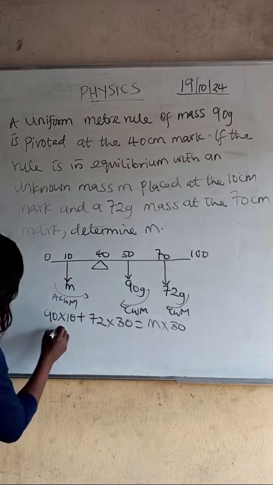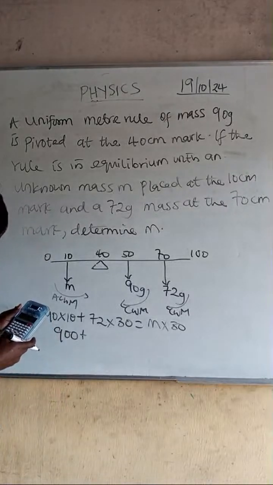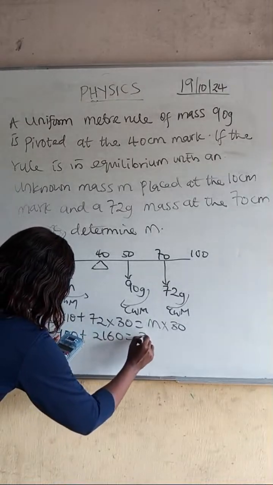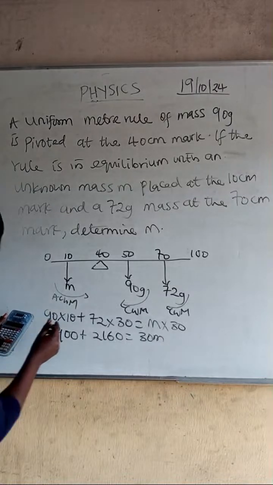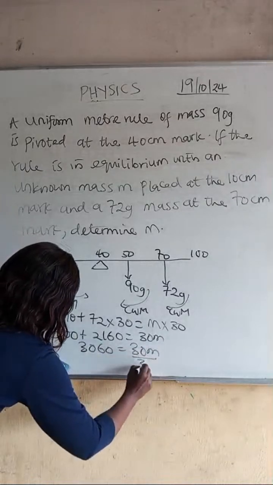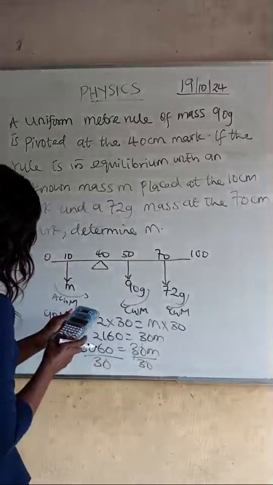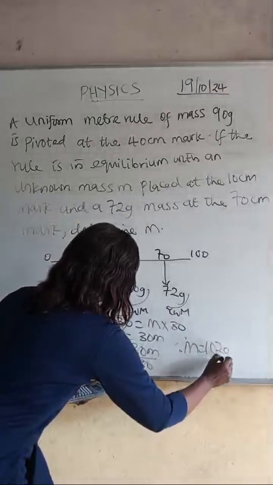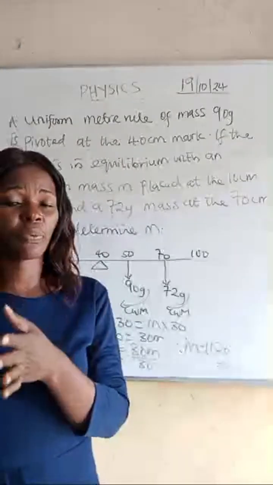So I'm going to multiply to get what? 900 plus, this is 72 times 30. I'm going to have 2160 is equals to 30 M. If I add then plus 900, I'm going to have 3060 is equals to 30 M. I'll divide both sides by the coefficient of 30. Okay? Divide by 30. So therefore, my M is equal to 102 what? Gram. So this is how we can solve this problem under the principle of moments.